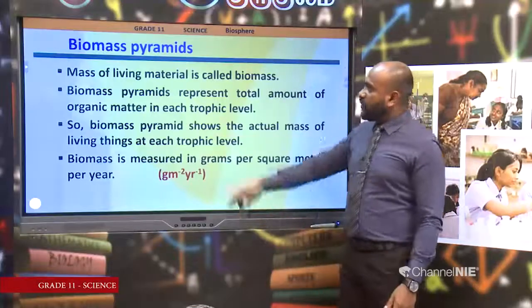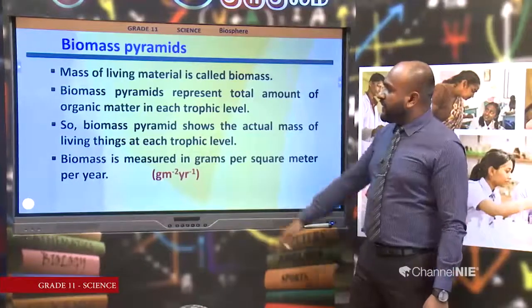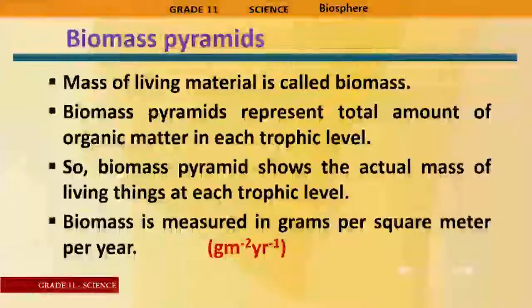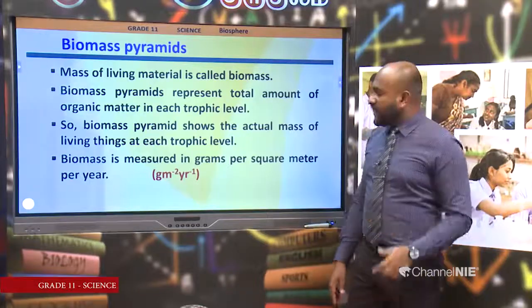So, you can see mass of living material is called biomass, as I told you. Biomass pyramids represent total amount of organic matter in each trophic level. So, biomass pyramid shows the actual mass of living things at each trophic level and is measured in grams per square meter per year. But actually practically measuring will be difficult, but if we can do in that way, we can get a better picture about energy flow in an ecosystem.